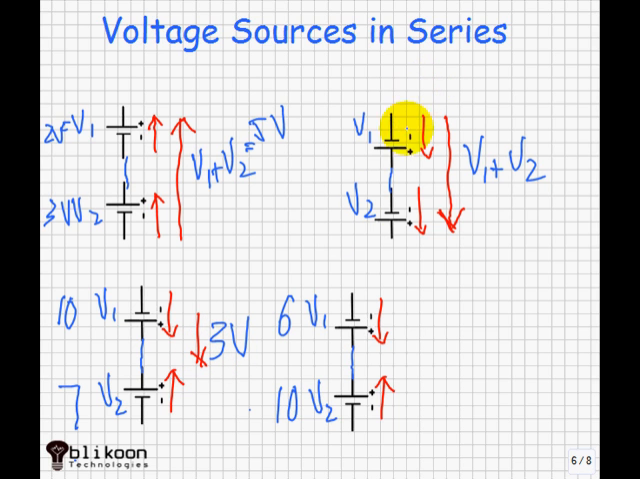Just to do another example, in our circuit here on the right, if we have 6 volts for V1 and 10 volts for V2, the result is going to be 4 volts, 10 minus 6. And it's going to point in the direction of the bigger one, and the bigger one happens to be V2, so we're going to point in this direction and have 4 volts.